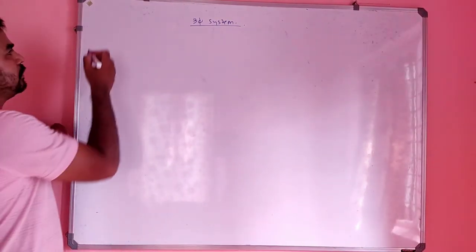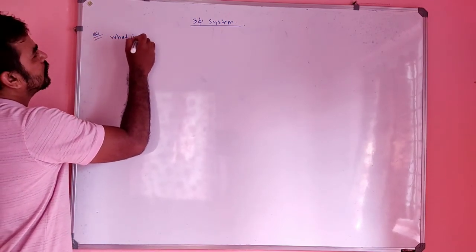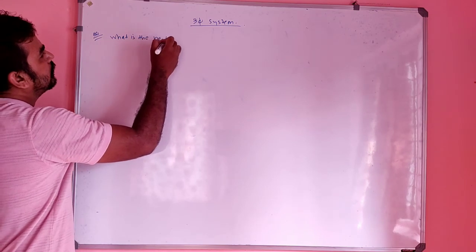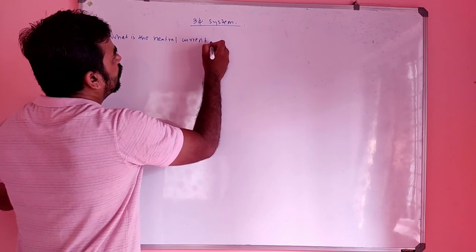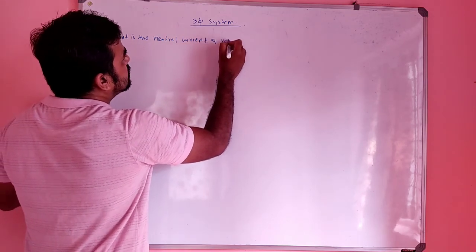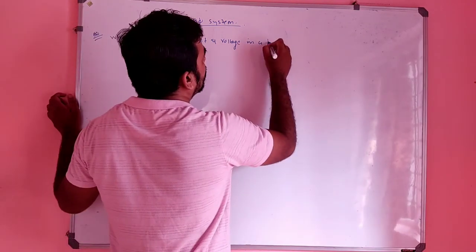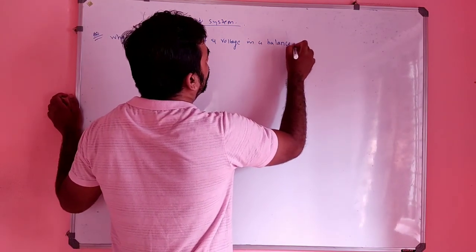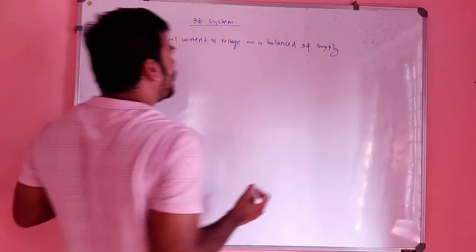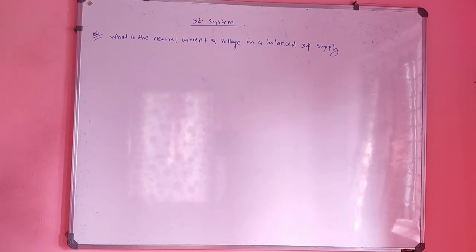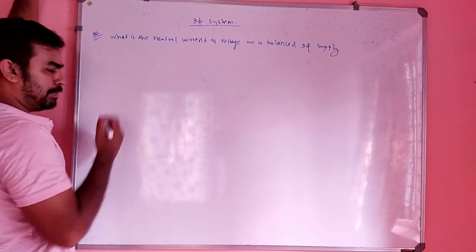So we have a question. What is the neutral current and voltage in a balanced 3-phase supply? Balanced 3-phase. This is the question actually. What is the neutral current and voltage in a balanced 3-phase system or supply?